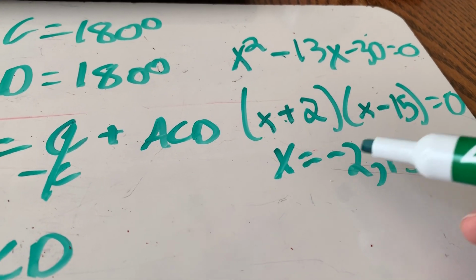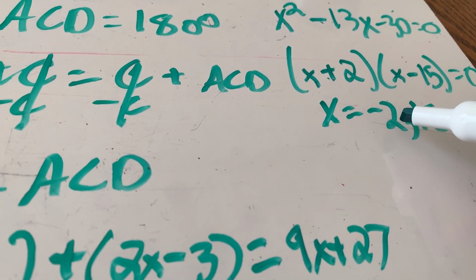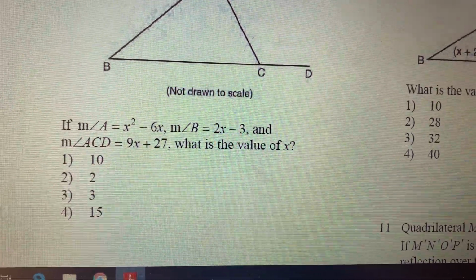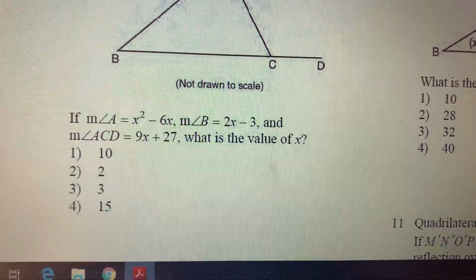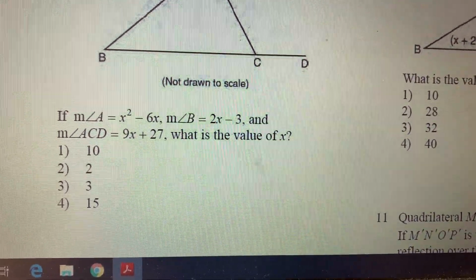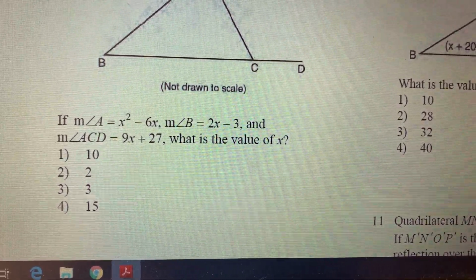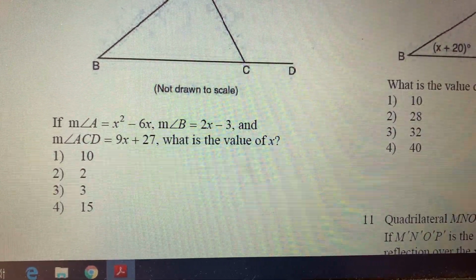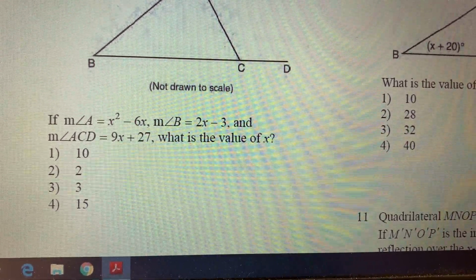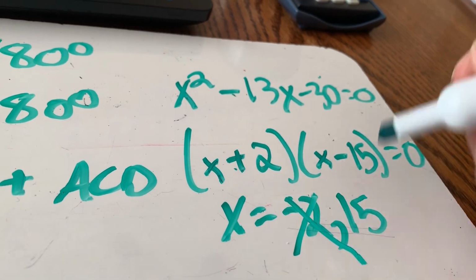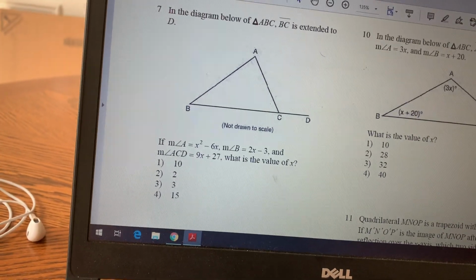Because, again, you got to remember what happens if we actually plug this back in. Let's plug in negative 2. Where negative 2 is going to give me a problem is angle B. If I plug in negative 2 there, I've got negative 2 times 2, which is negative 4, minus 3, which gives me a measure of negative 7. It doesn't matter whether I'm measuring length. This should actually be degrees since it's the measure of an angle. Whether it's length or degrees, I cannot have a negative number be a measure. So that is why negative 2 does not work, and it has to be 15, which is answer choice 4.